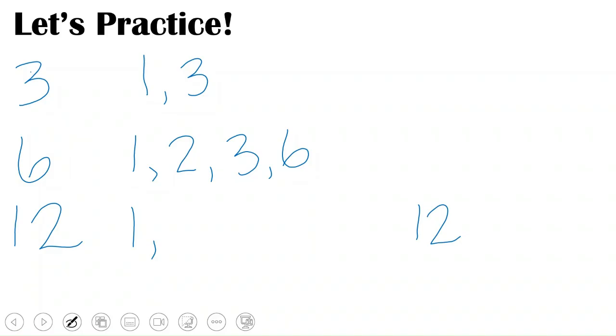I also know that if I multiply 2 by 6, I also get 12. So those are both factors of 12. And then if I multiply 3 by 4, I also get 12. So all the factors of 12 are 1, 2, 3, 4, 6, and 12.